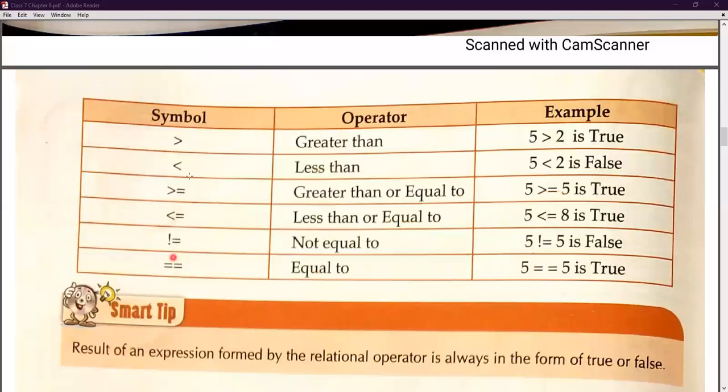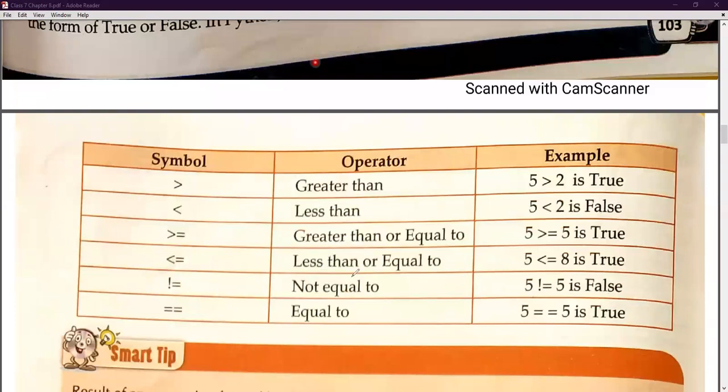Let's take an example. Concentrate on the screen, student. Supposingly we are writing here 7 and I'm asking, is 7 greater than 5? What is the answer? The answer is true. Yes, then it will return me true. Getting my point? If I'm writing here 7 is less than 10, yes, it is true, because 7 is less than 10, then it will return me true. I hope I'm clear to you.